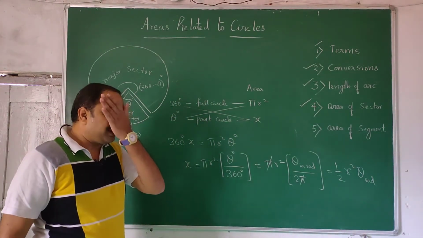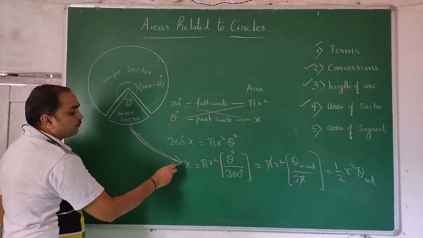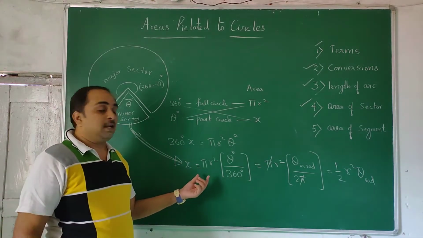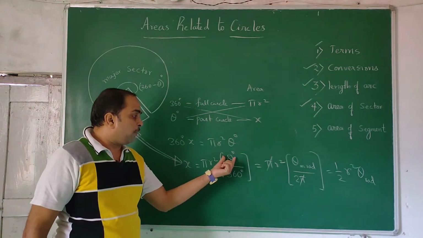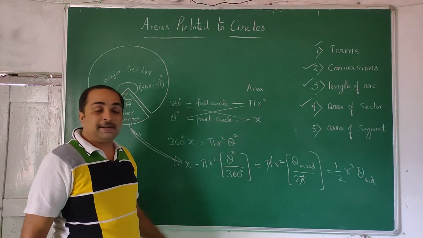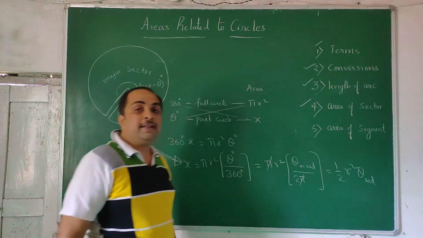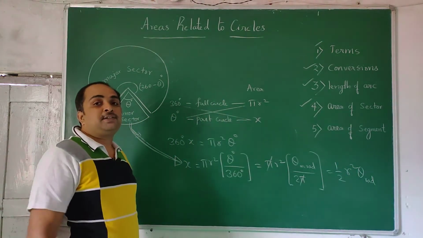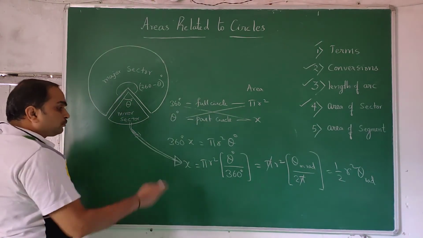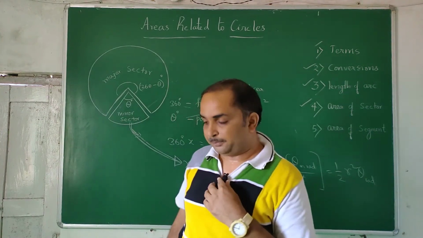So two formulas came out for us. The area of the minor sector is pi r square, which is the full area of the circle, into the portion, that is how many degrees it has spanned compared to the total 360 degrees. That is one way of getting it. The other way is half r square theta in radians. If you know how to convert degrees into radians, then you can do it that way. Both are the same. Whichever way you feel comfortable, you can use it.